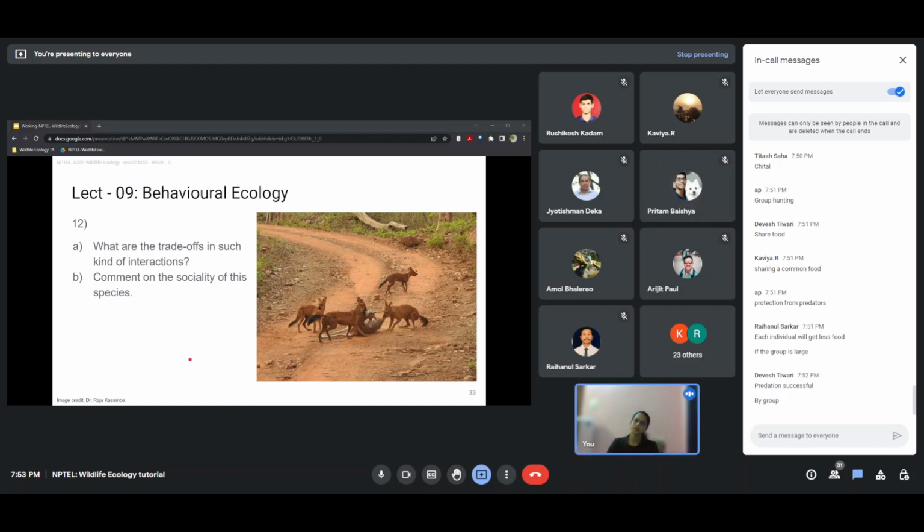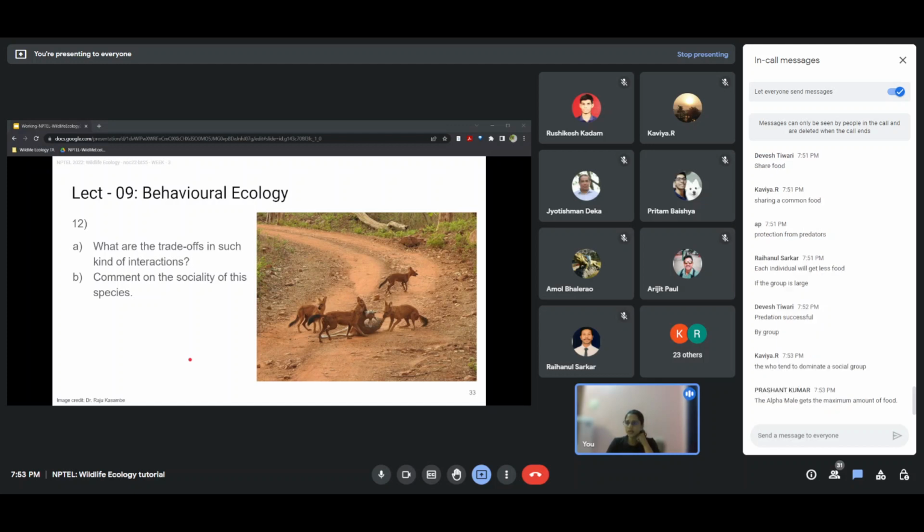Sure, yes. So if any larger predator is trying to prey on the dholes themselves, or usually the pups of the dholes, the young ones, yes, living in a group does help increase the group defenses. Correct. Those who tend to dominate a social group, yes, the alpha male gets the maximum amount of food. So you do have a hierarchy in the social structure, and you have a leader or an alpha male of the pack who usually gets the largest share of food. The same works in other larger mammals as well. All right, cool.